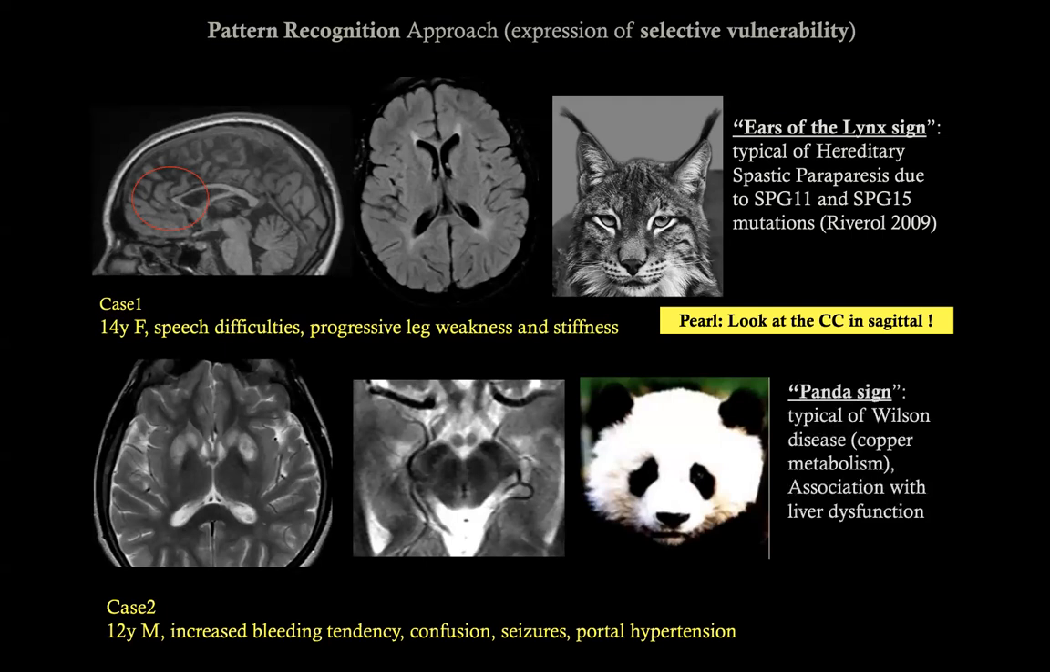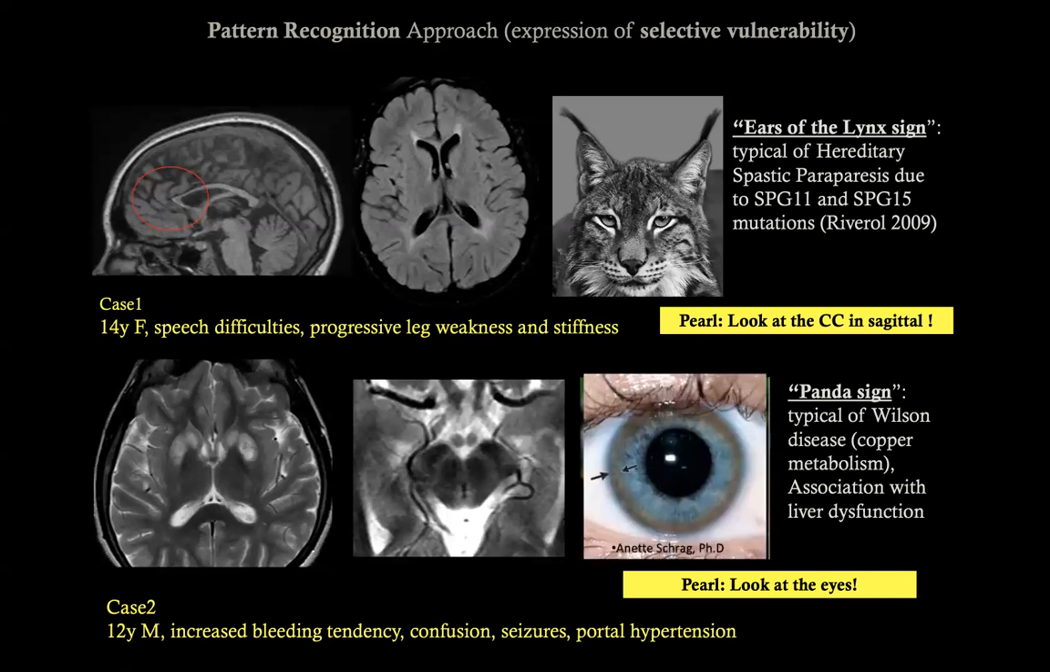face of the panda sign in Wilson disease, where you have the typical appearance of the midbrain that looks like the face of the giant panda, in association with bilateral and symmetrical basal ganglia abnormalities. But again, don't forget to look at the rest of your clinical information.